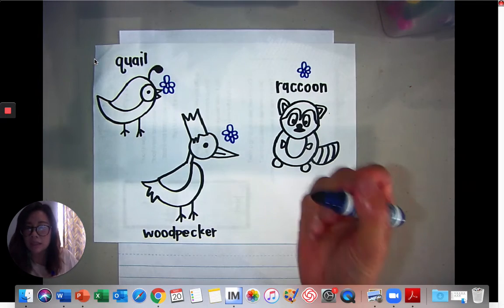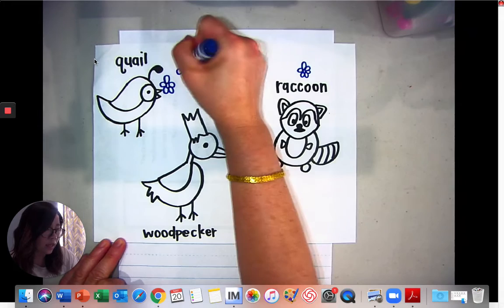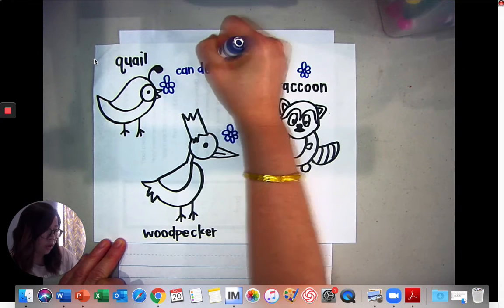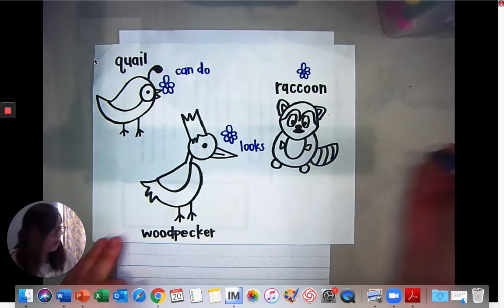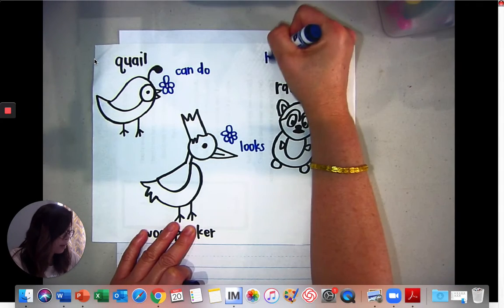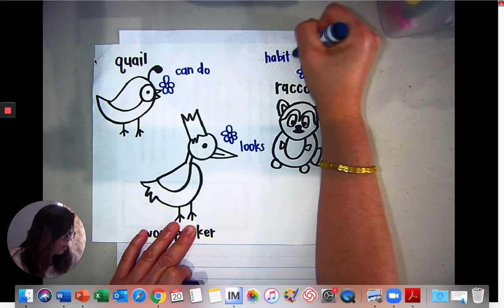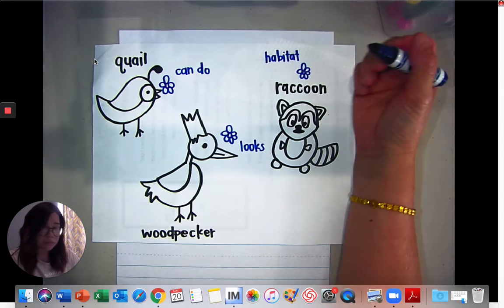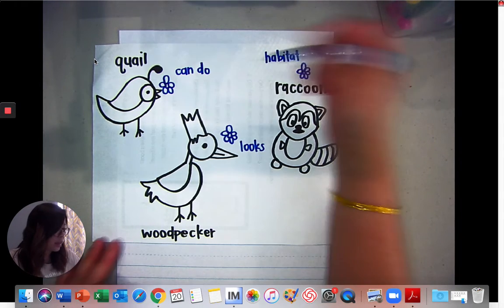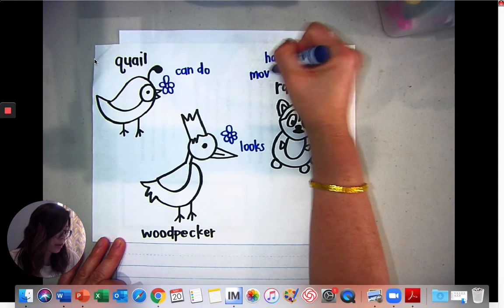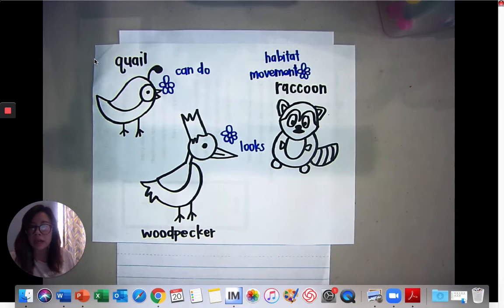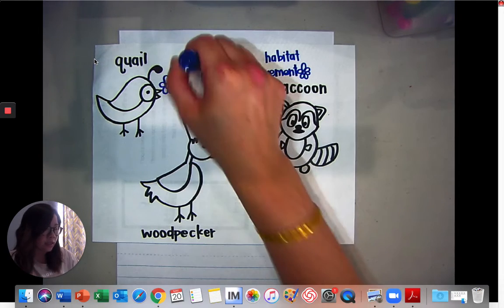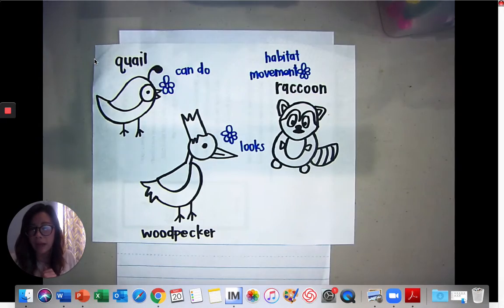So remember, key details can be what they can do, their looks, how they look, or information about their habitat, or also maybe their movement, because I remember from the video Doug was talking about different ways that each of these animals can move. So we're going to focus on the key details of one of the animals today.